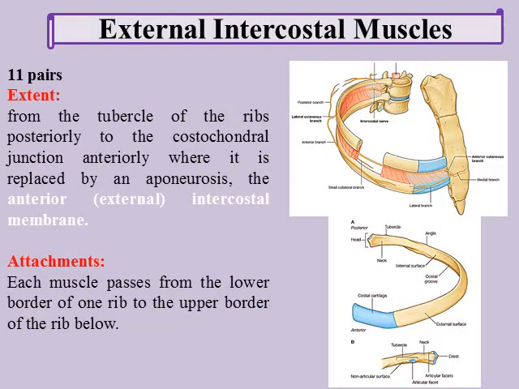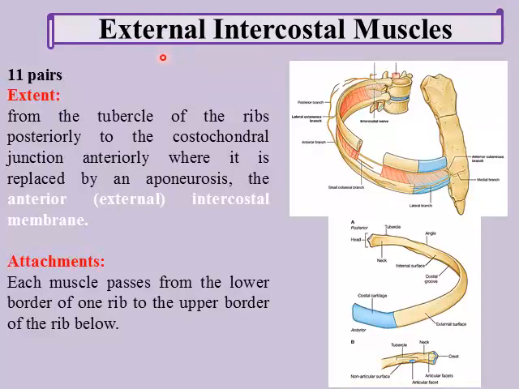We will start with the external intercostal muscle. How many external intercostal muscles do we have? We have 11 pairs. As we said before, there are 11 intercostal spaces, 11 on the right side and 11 on the left side. So each space will contain an external intercostal. This is the first muscle layer in the intercostal space, so it is called external because it lies external.